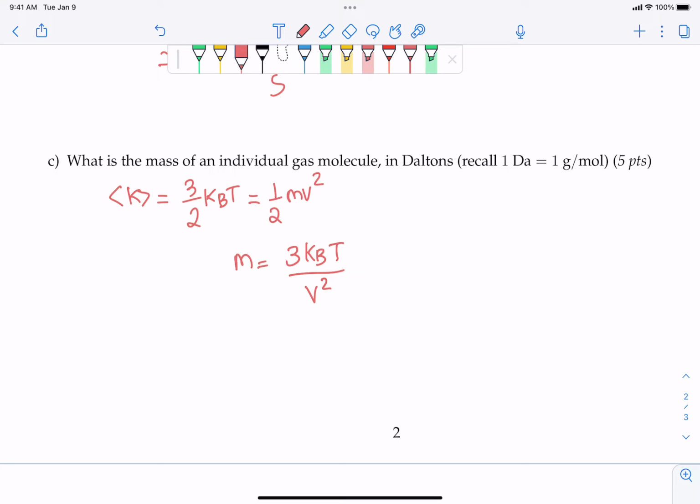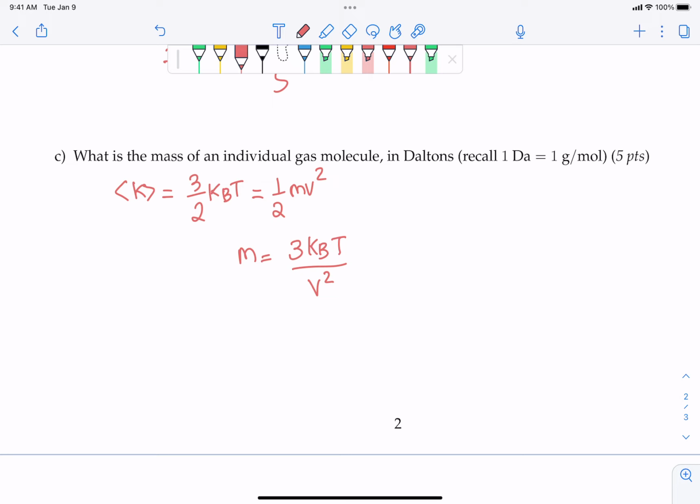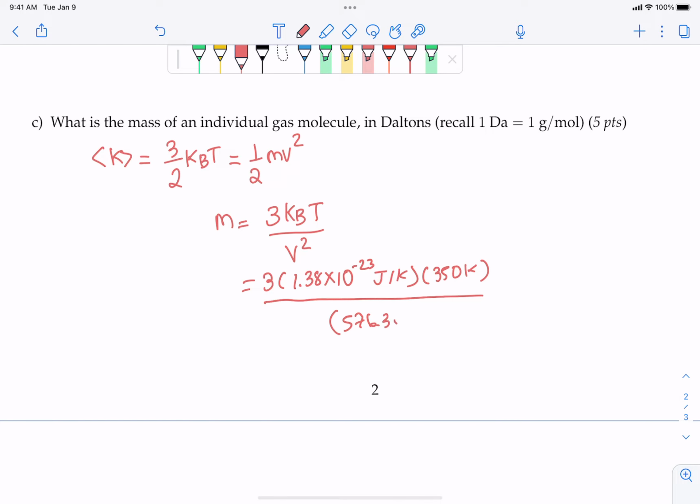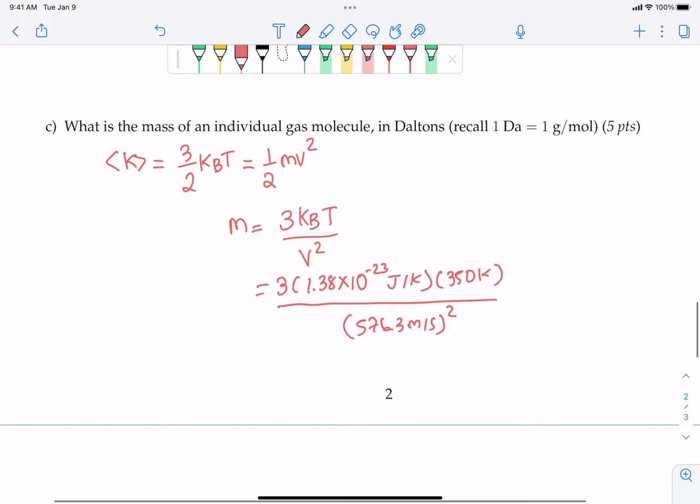So what units will the mass be in at this point, though? I mean, we know that Boltzmann's constant is joules over Kelvin. This is Kelvin, and this is meters per second, right? So yeah, it'll be in kilograms, because everything else is in SI units. So we should end up with the SI units for mass, which is just going to be kilograms. So if we do this real quick, 3 times 1.38 times 10 to the negative 23 joules per Kelvin. We had 350 Kelvin. And then our RMS speed was, what, 576.3 meters per second. And then square that, right?